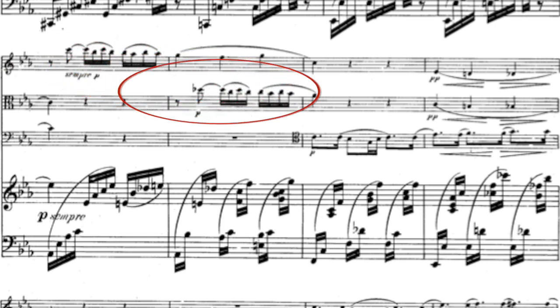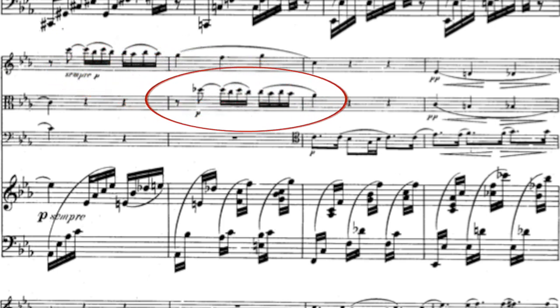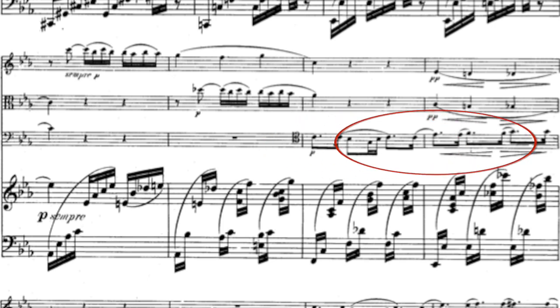Take a listen to what I'm referring to here. Second theme in the first violin, passed on to the viola, followed by the cello with material from the first theme.